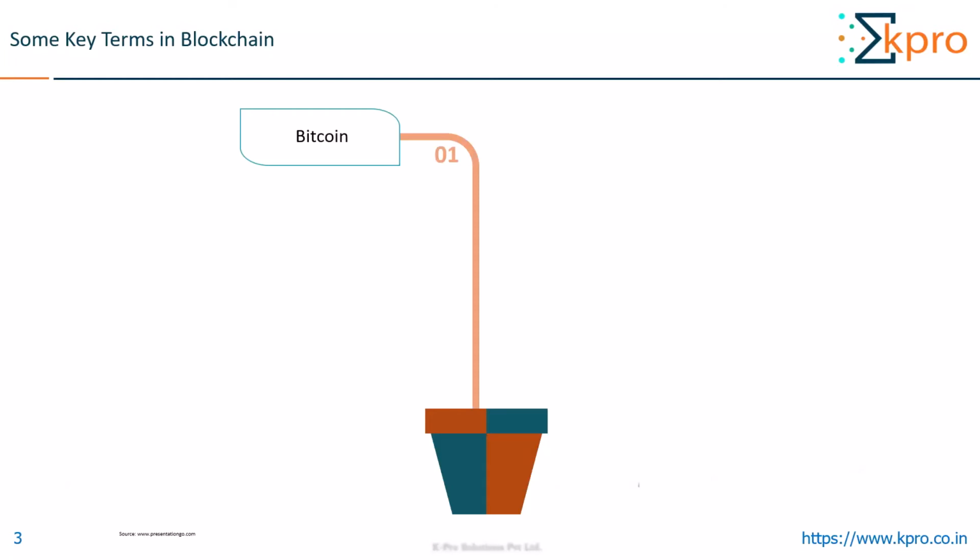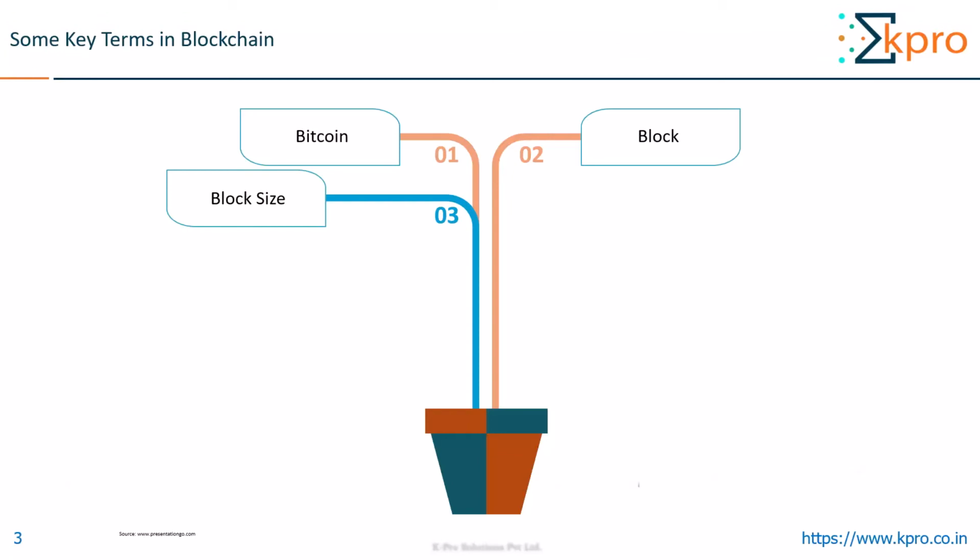So the first one is Bitcoin. So this Bitcoin is a well-known cryptocurrency which is basically based on the proof of work mechanism of blockchain. The second one is block. So this block is nothing but a record book where all the transactions are maintained chronologically.